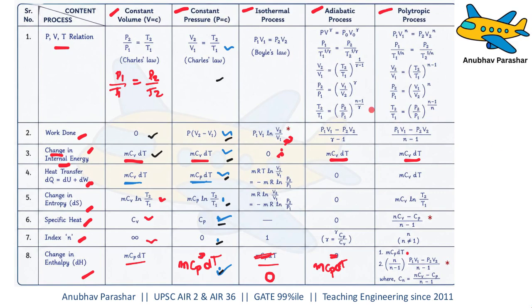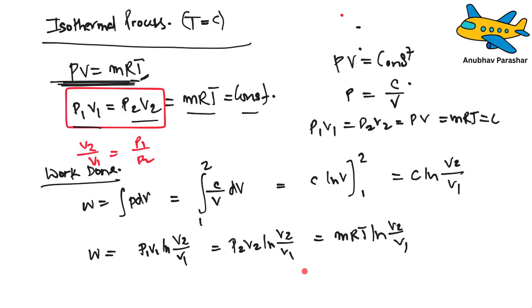So let us finally figure it out for adiabatic process, which is very important. So let us go back to our adiabatic process. So let us try to create it for adiabatic process also.